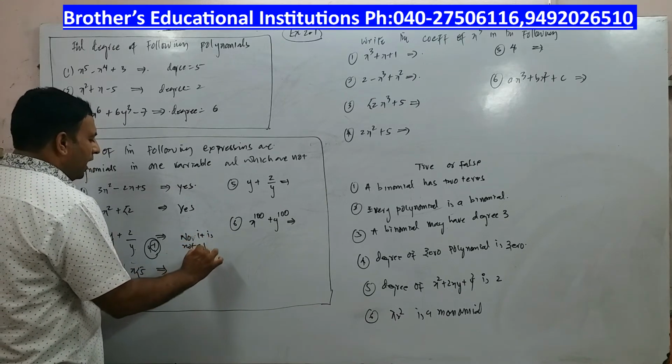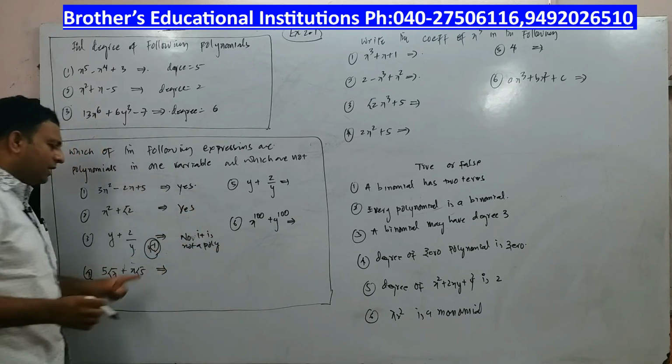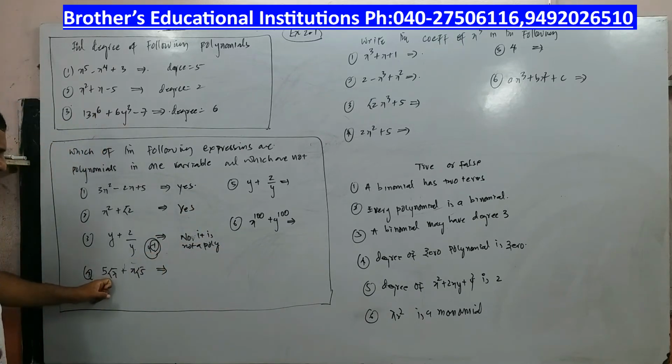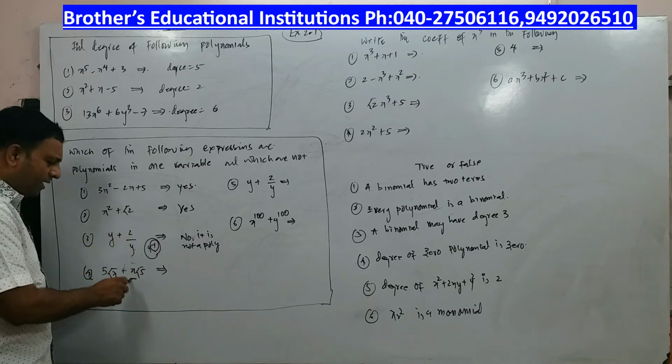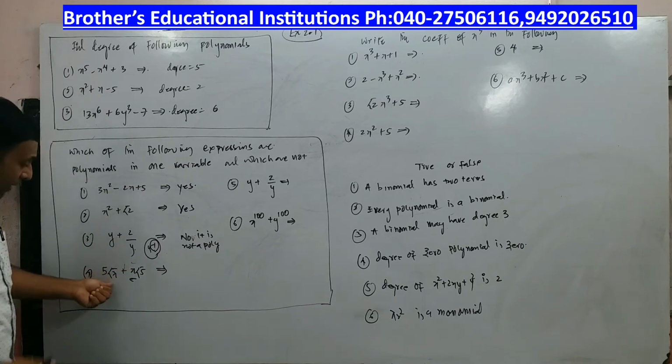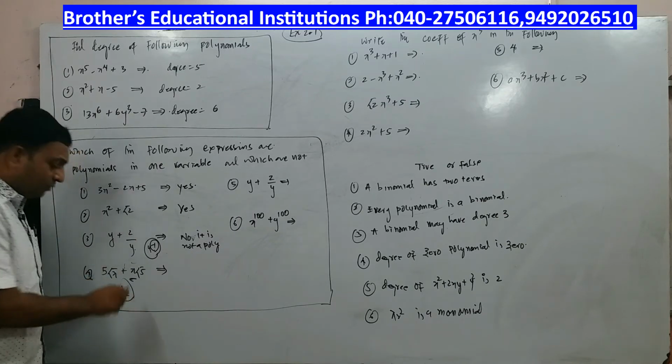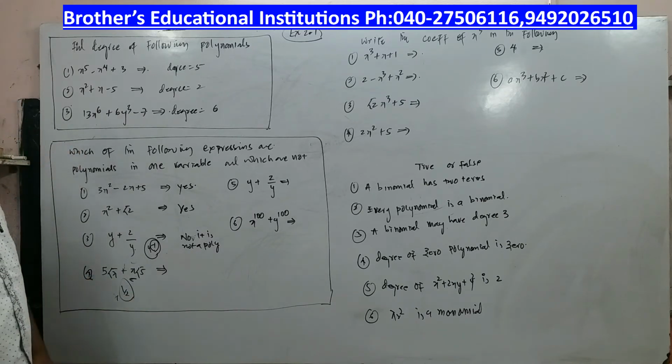It is not a polynomial because the degree is negative, or the power is negative. What about 5 root x plus x root 5? What is the variable here? The variable is x. But this variable x, what is the power here? The power of the variable is 1 by 2. And is 1 by 2 an integral number? 1 by 2 is not an integral number.